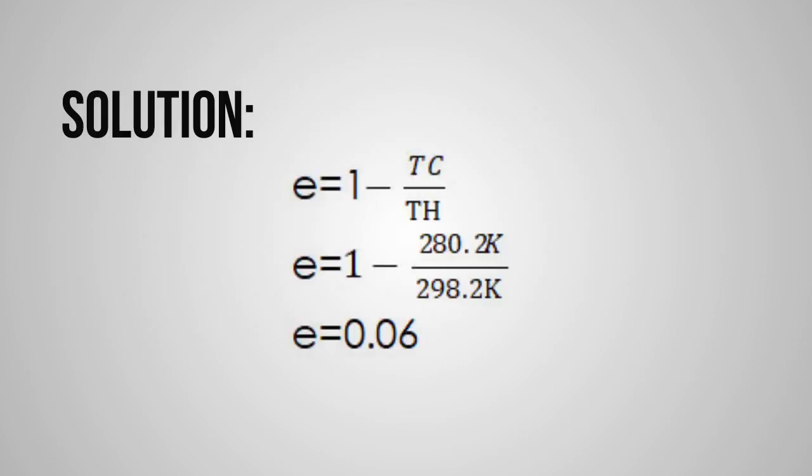Solution. The formula, efficiency, E is equal to 1 minus Tc over Th. E is equal to 1 minus 280.2 Kelvin over 298.2 Kelvin. Which results in efficiency, E, equal to 0.06.